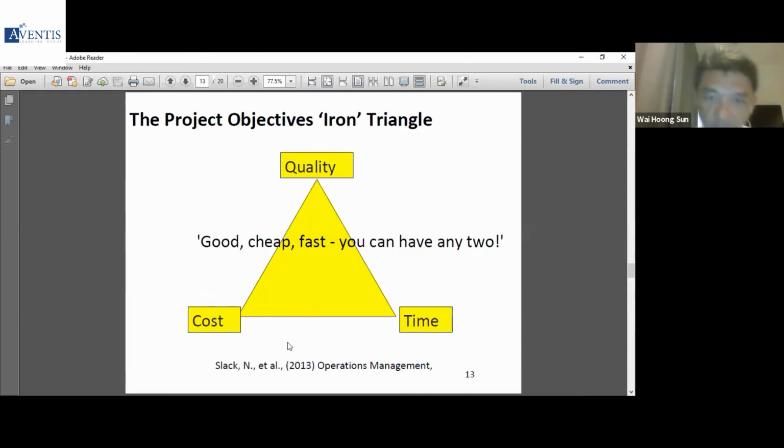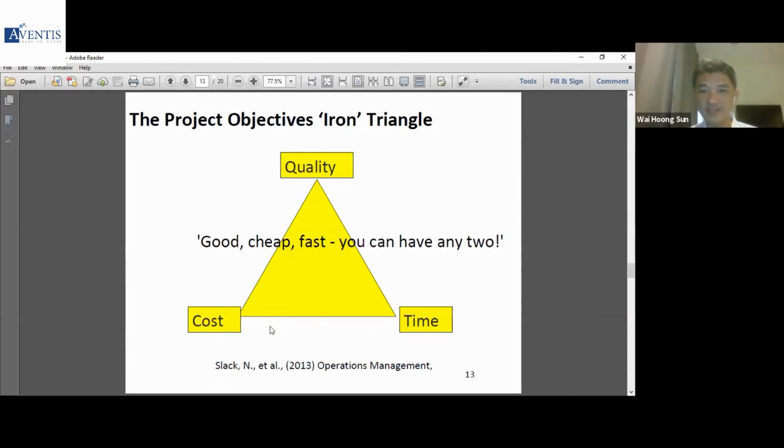Now, the iron triangle. Now, this is, as we're always looking for three things in projects, right? Cost, time, and quality or scope, right? So a lot of times you hope to meet all three, right?